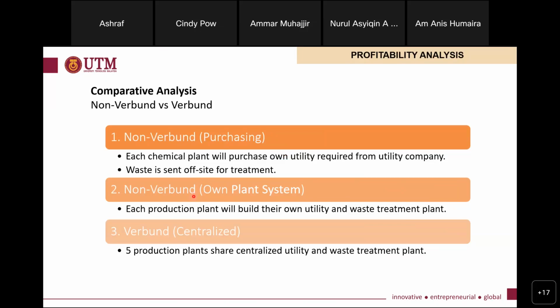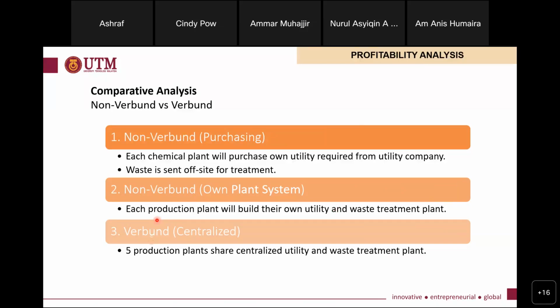Non-verbal purchasing means that each chemical plant purchases its own utilities from a utility company, for example cooling water, chilled water and electricity, and waste is sent off site for treatment. For the non-verbal plant system, each production plant will build its own utility and waste plant. We have 5 production plants in our pool, so each plant will have its own utility and waste treatment plant. So we need to calculate the capital and operating cost for each production plant. For the verbal centralized, the 5 production plants share one centralized utility and waste treatment plant.